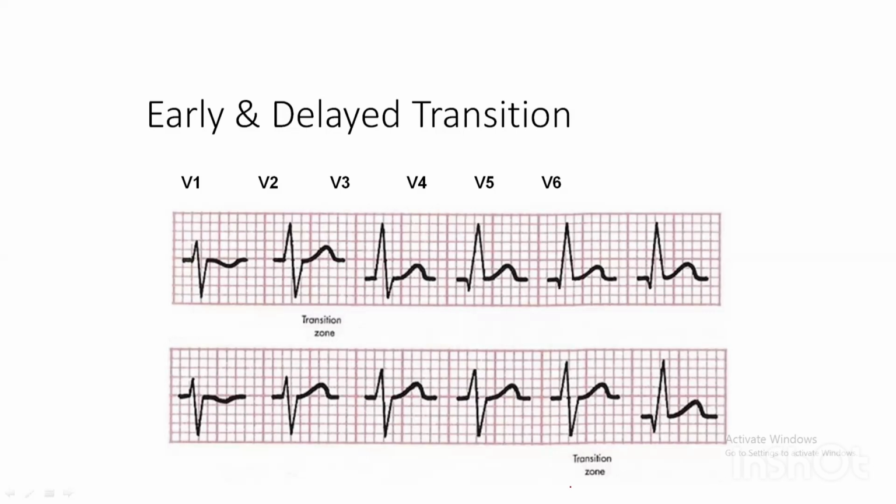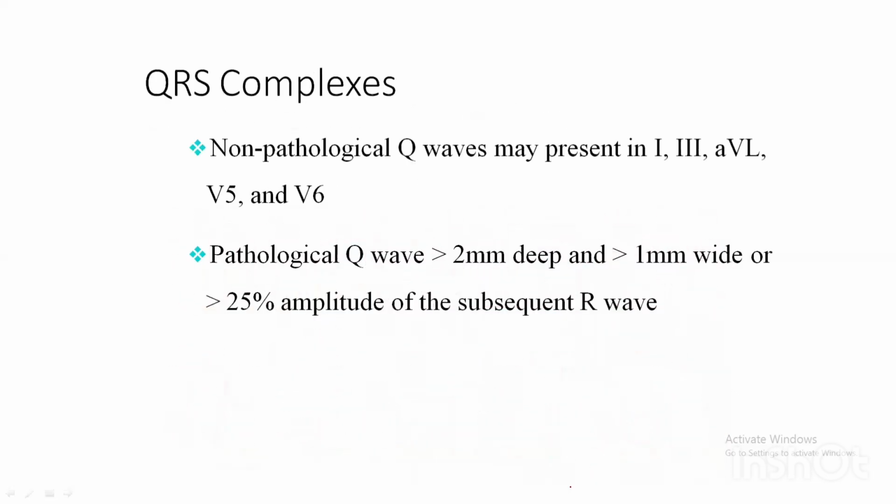So why does this happen? This happens due to rotation of the heart, ventricular wall thickness, or there may be COPD changes or pericardial effusion. These can affect this progression. So this is called early transition and late transition. In QRS complexes, non-pathological Q waves may be present in 1, 3, AVL, V5, V6, and to be pathological, Q waves should be more than 2 millimeters deep and more than 1 millimeter wide, or more than 25% of the amplitude of the R wave.